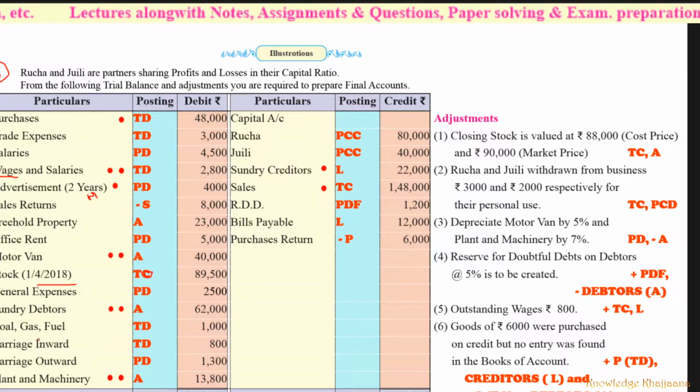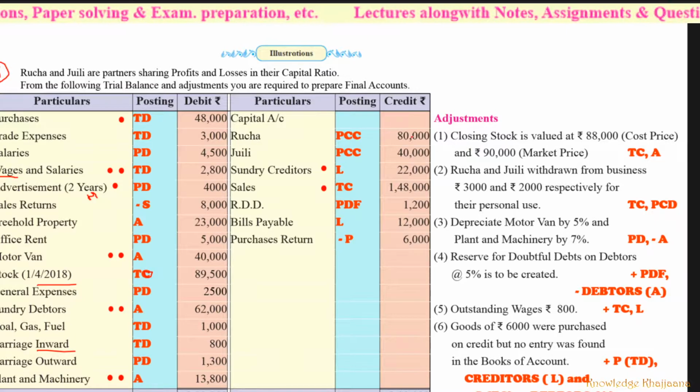Sundry debtors, asset. Coal, gas, fuel are used in factories. Okay, for which purposes those are used? For example, for burner, furnace, etc. For burning the furnace. So coal, gas, fuel is used for these purposes. Trading account, debit side, which are used in the factory. So those are the trade expenses for manufacturing purpose. Carriage inward, trading account, debit side. Carriage outward, profit and loss account, debit side. Plant and machinery, asset.